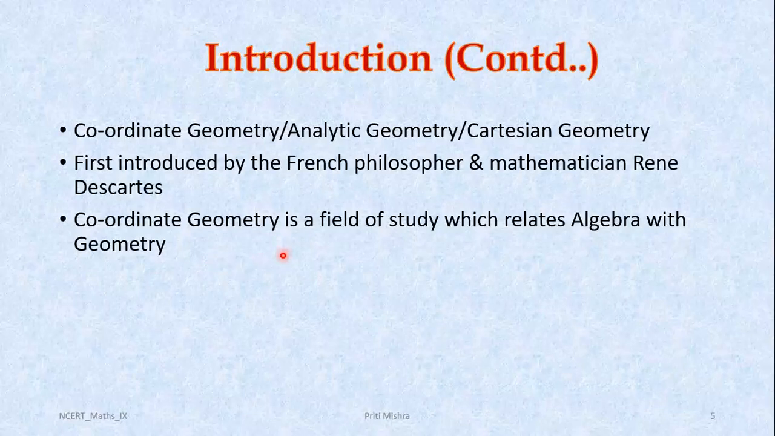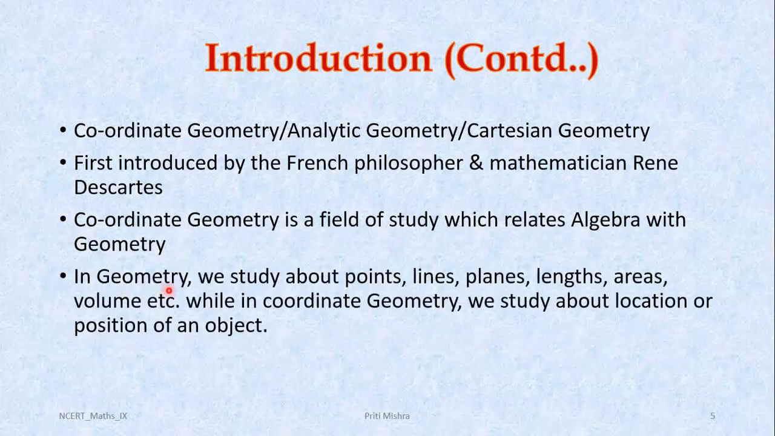Here in coordinate geometry, we can have any general coordinates like x and y, where x and y are variables. So here algebra is coming in coordinate geometry. In geometry, we usually study about points, lines, planes, lengths, 2D, 3D, areas, volumes, surface areas, so many things we study in geometry. While in coordinate geometry, what we study about is the location or position of any object. So this is the basic difference between geometry and coordinate geometry, right?